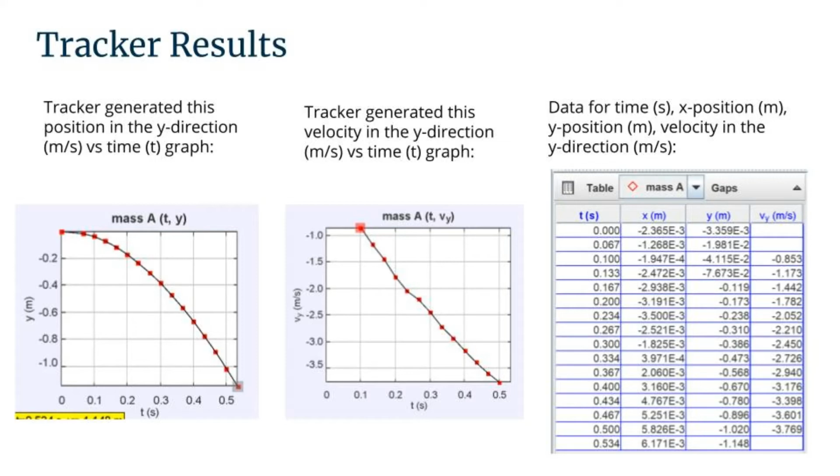Tracker will propagate a motion graph and table showing the position of the ball at each interval in time. For this experiment, the change in velocity in the y direction will also be analyzed, so this was included in the table and as a velocity versus time graph.